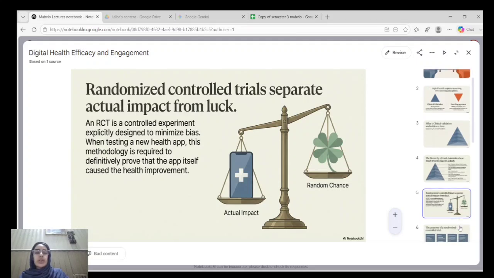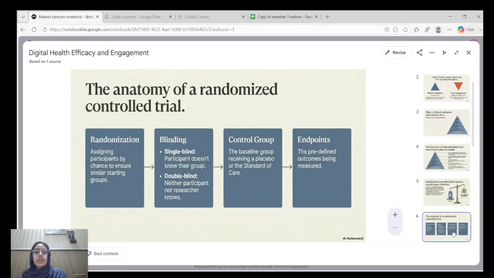Look at the anatomy of the randomized controlled trial. How do we apply this to our app? Randomization. First, this means assigning participants by chance to ensure similar starting groups, like half get the app, half do not. The second step is blinding.